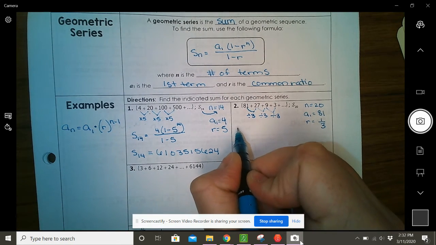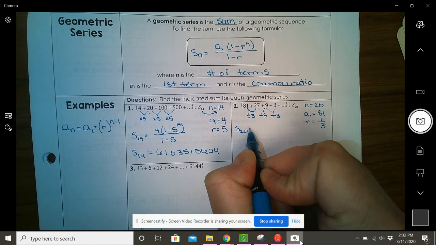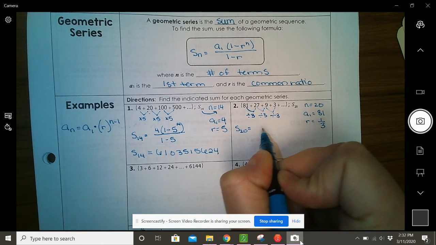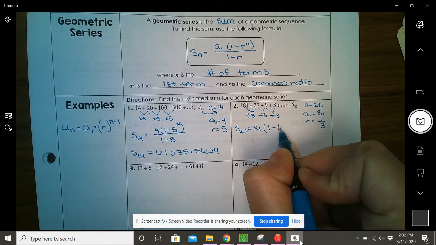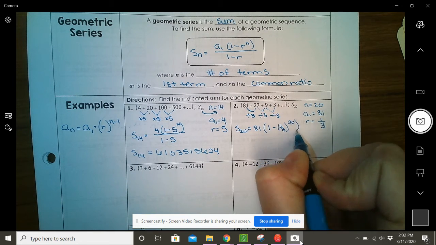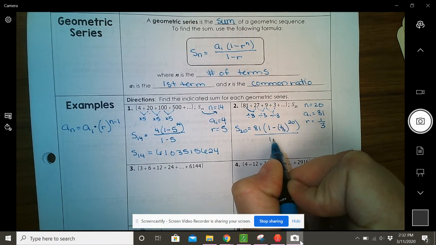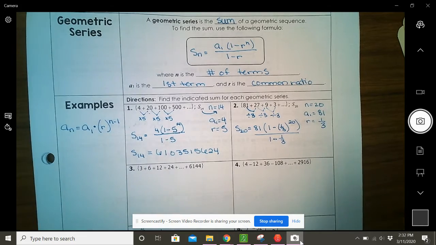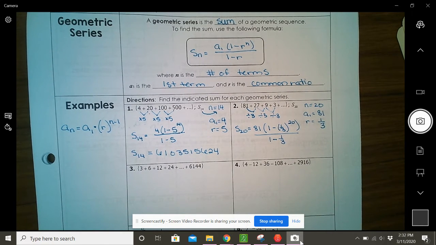So let's put everything in. I'm finding the sum of 20 terms. The first term in the series is 81. That would be 1 minus 1/3 to the power of 20 all over 1 minus 1/3. Okay, I'll go slow, but I'm going to go over to Desmos and get this typed in.